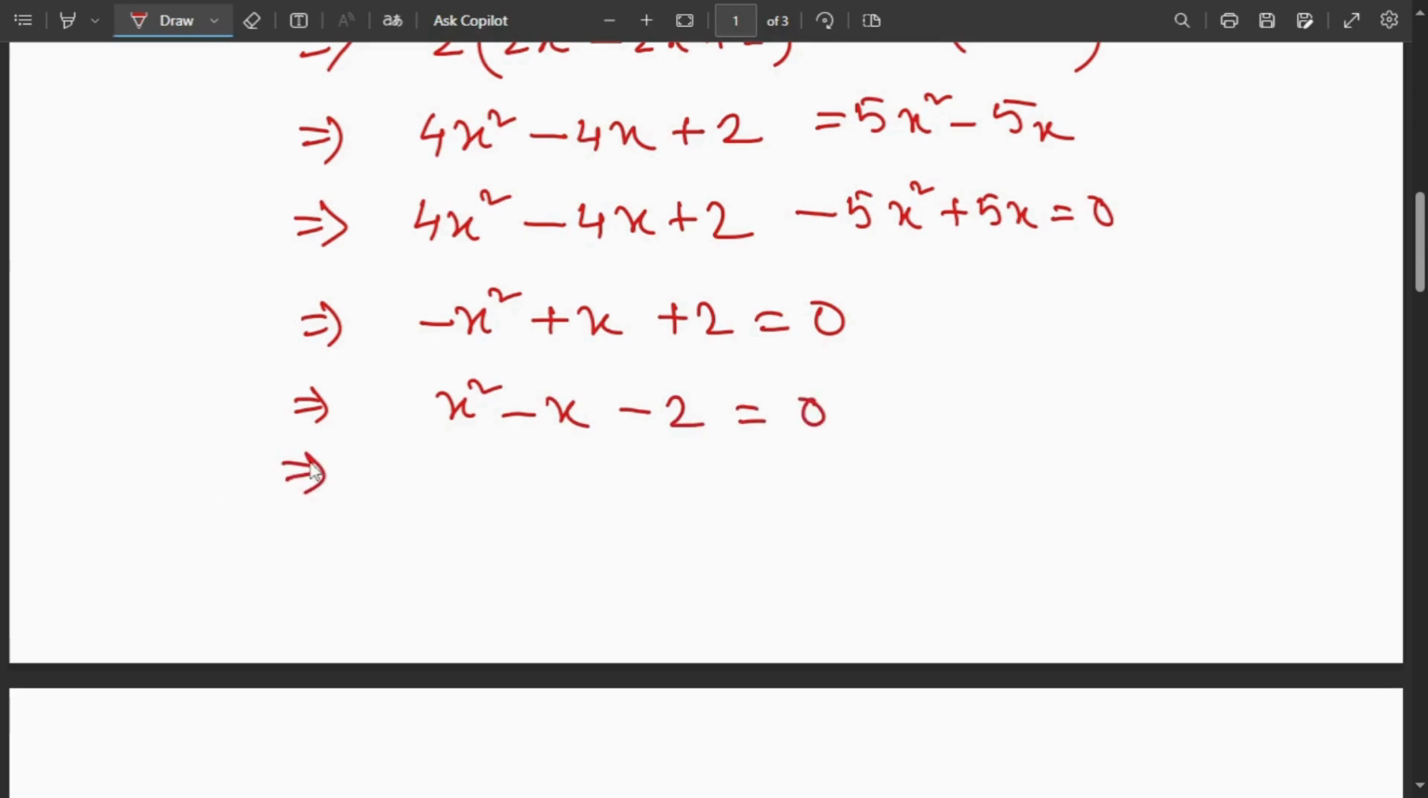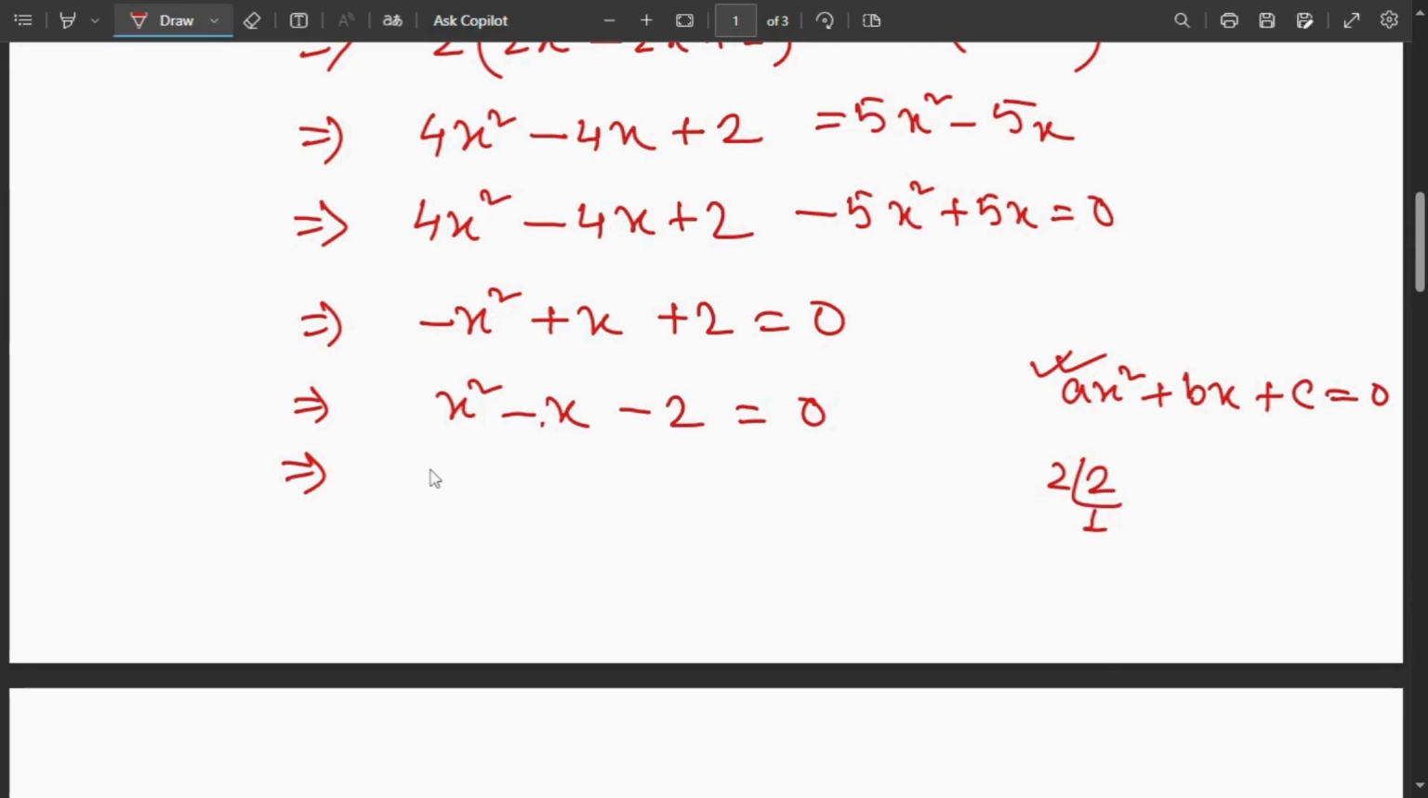So we can see that it is in the form of ax square plus bx plus c is equal to 0, which is a quadratic equation. So here we solve the quadratic equation with the help of middle term break. Here the middle term is x, coefficient 1, and the product is minus 2. So we expand 2 as 2 and 1. So 2 minus 1 is equal to 1.